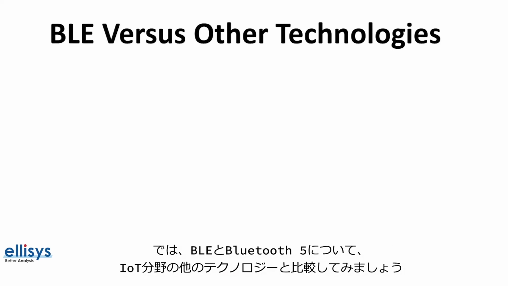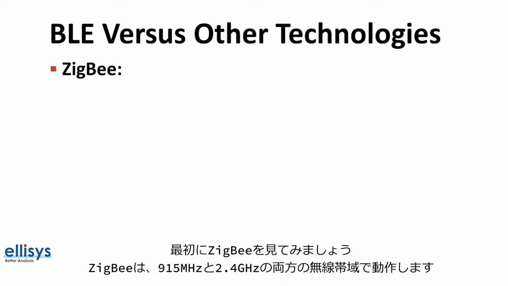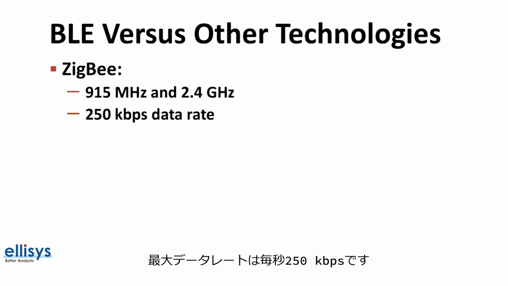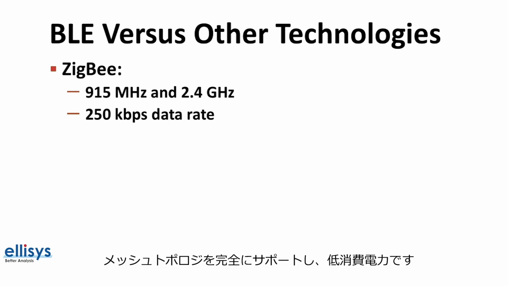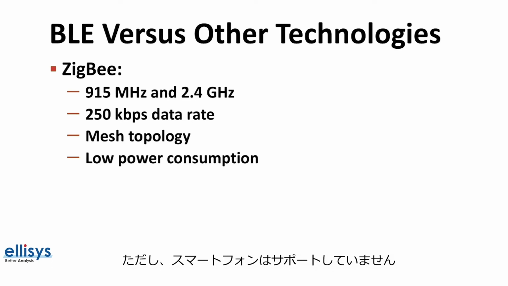So how does BLE and Bluetooth 5 compare to other technologies in the IoT space? Let's take a look at ZigBee first. ZigBee operates in both the 915 MHz and 2.4 GHz spectrum. It has a maximum data rate of 250 kilobits per second. It fully supports mesh topology and has low power consumption. However, it has no smartphone support.